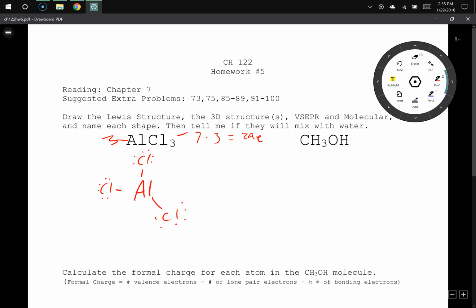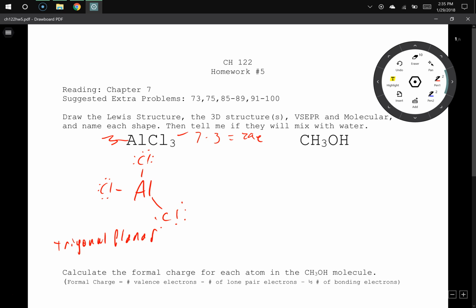And now it's also the 3D structure. I'm saying 3D with quotes because it's a 2-dimensional structure, right? It's trigonal planar. So is there a VSEPR structure for this one? No, there's no lone pairs on the middle atom, so no. But the molecular structure is going to be trigonal planar. All right.